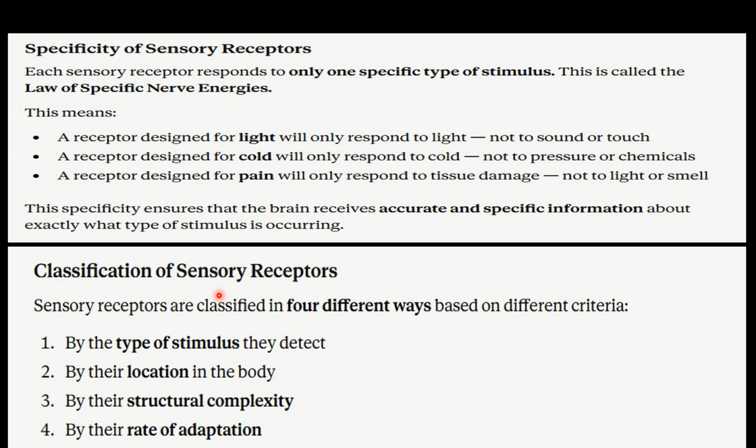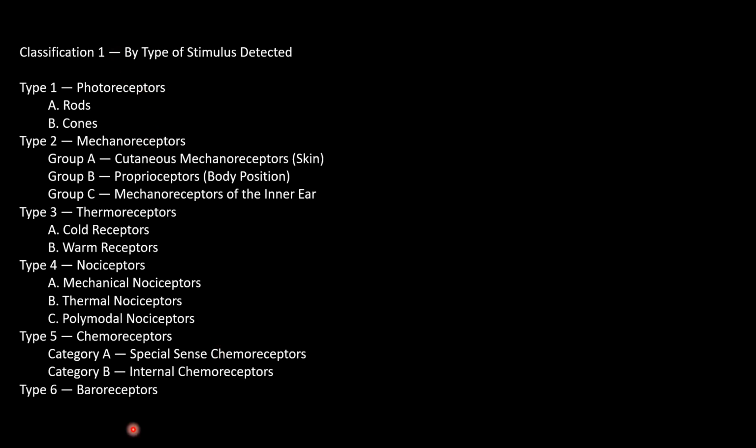But as I mentioned earlier, these are very big topics, because each type has its own subtypes, and those subtypes have their own subtypes. So we have a big hierarchy. To make things easier for you, I'll break everything down into multiple sessions. Firstly, we will be talking about the type of stimulus they detect. According to the type of stimulus detected, there are a total of 6 types.